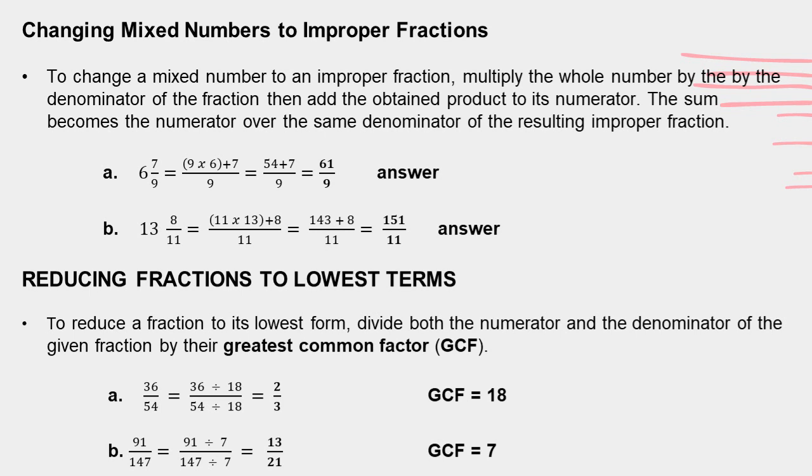So, for example, in my example letter A, ang given ko po ay 36 over 54. Sa numerator ay 36, sa denominator po naman ay 54. Now, ang lowest ng 54 ay 18. So, si 18 ang ginamit natin para mag-divide doon sa ating numerator and denominator.